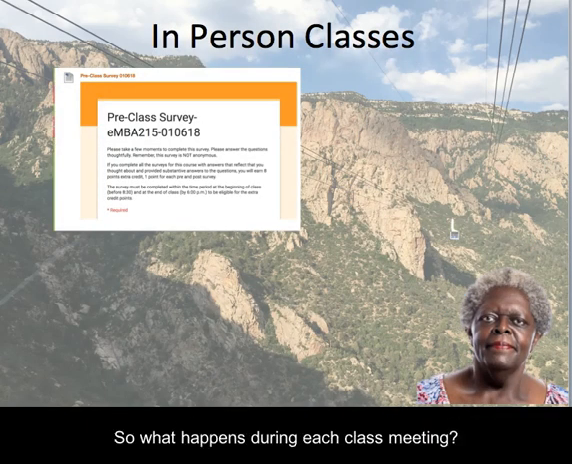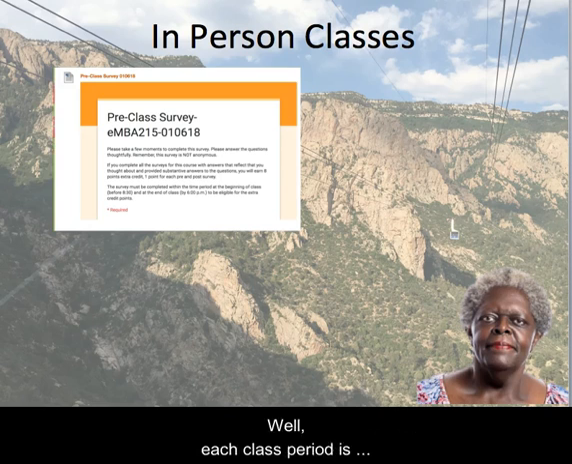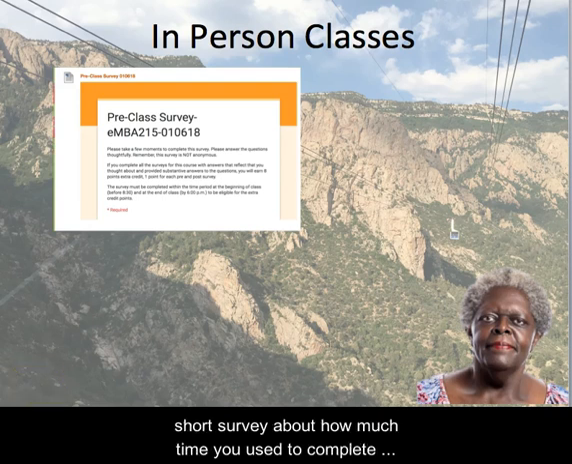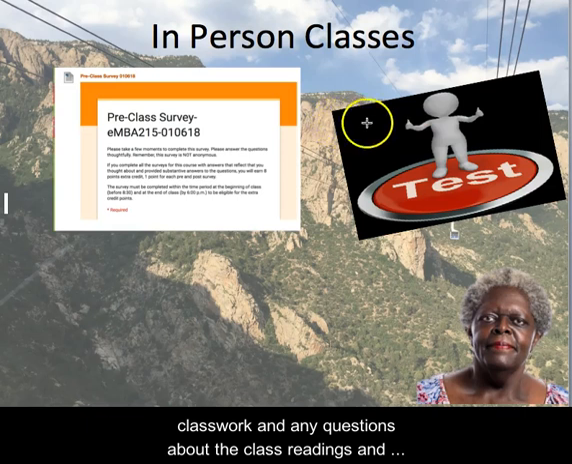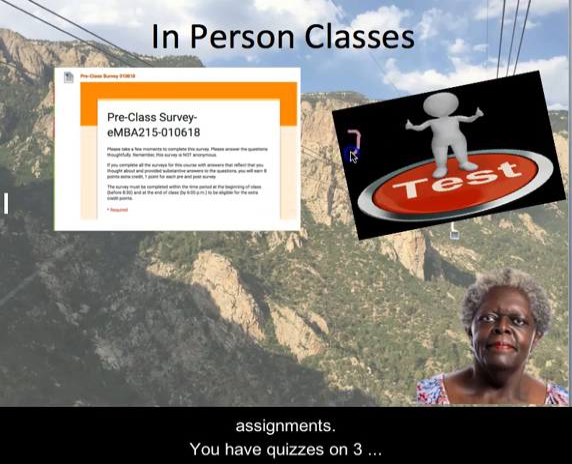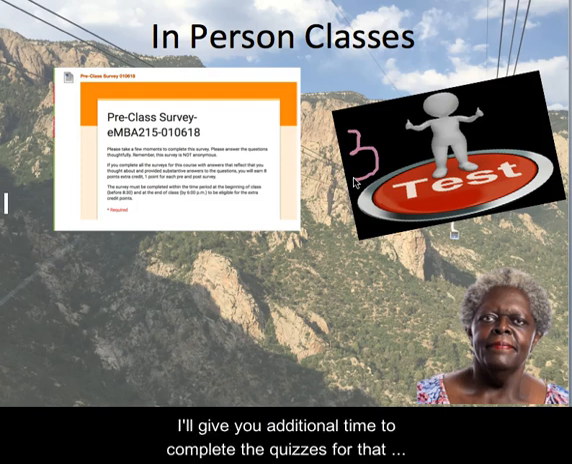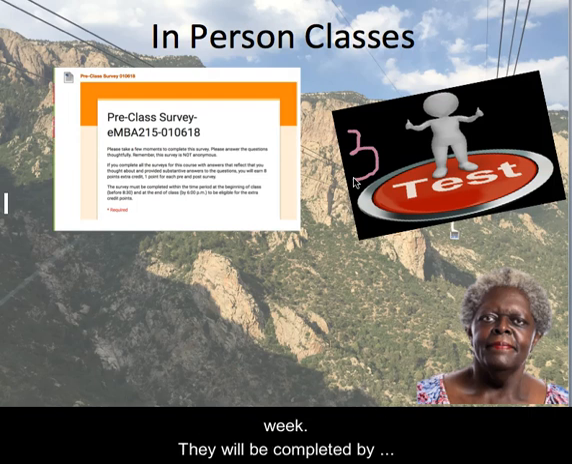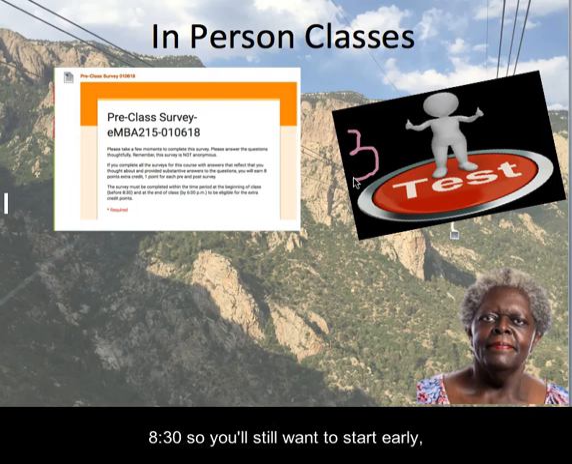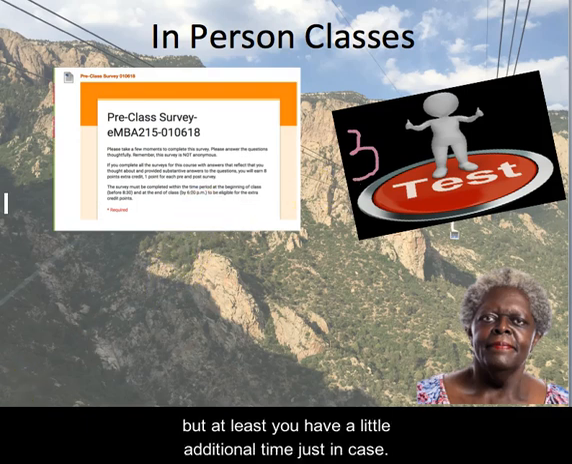So what happens during each class meeting? Well, each class period is structured the same. Each class will begin with a short survey about how much time you use to complete the coursework and any questions about the class readings and assignments. You have quizzes on 3 chapters each week. In class, I'll give you additional time to complete the quizzes for that week. They will be completed by 8:30, so you'll still want to start early, but at least you have a little additional time just in case.